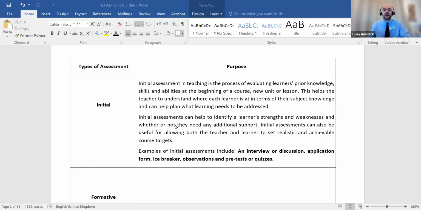So here we have a paragraph that I've written on initial assessment. For this assignment, a paragraph of information on the purpose of initial assessments is sufficient to meet the pass criteria.